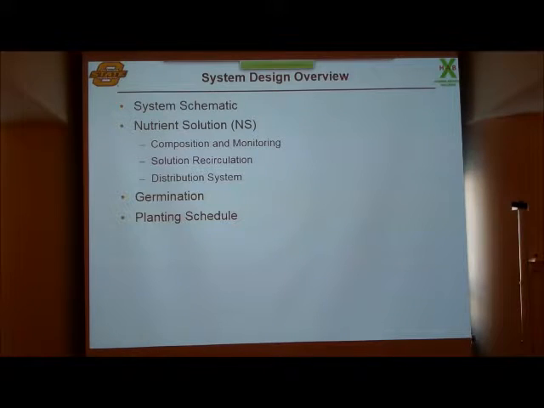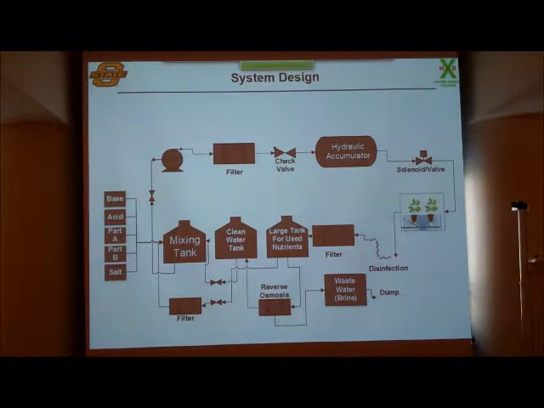So I'll talk about the schematic, how we handle the nutrient solution, how we handle germination, and then our planting schedule and crop rotation. So this is a basic overall schematic of our design. As you can see, it's a partially closed loop, so we try to reuse as much nutrient solution and water as possible, which reduces our initial needs for water and nutrient solution to transport from Earth to Mars.